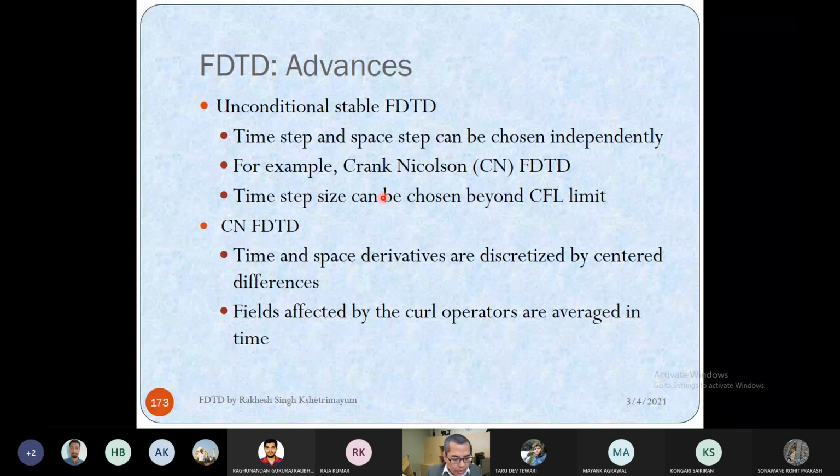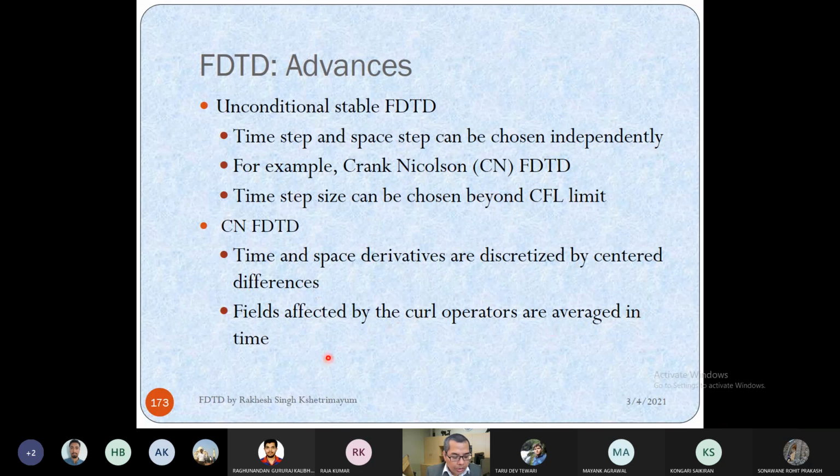There are many types of such FDTD here. We'll discuss some of them. The first one is called the Crank-Nicolson FDTD. This is actually proposed by this person here, and this is also one of the unconditionally stable FDTDs. Here, basically in the Crank-Nicolson, CN FDTD, the time and space derivatives are discretized by center finite difference approximation. Fields affected by the curl operations are averaged in time. We'll see what this means in the next slide.